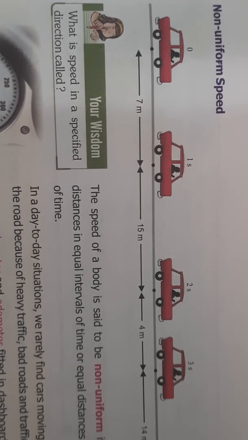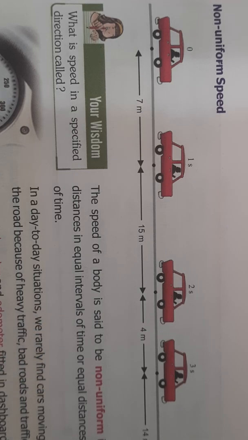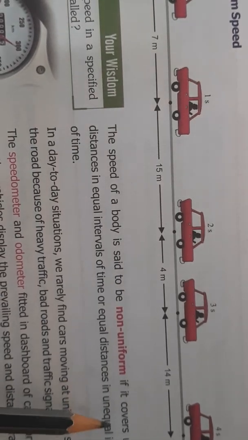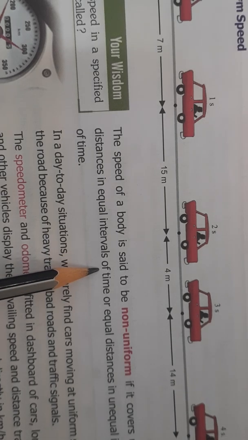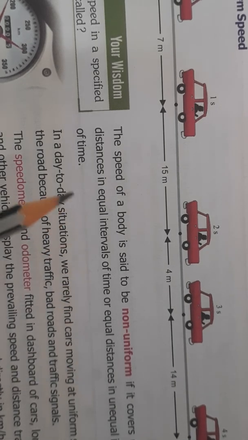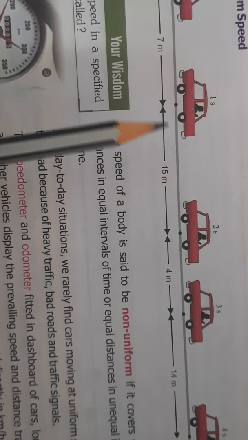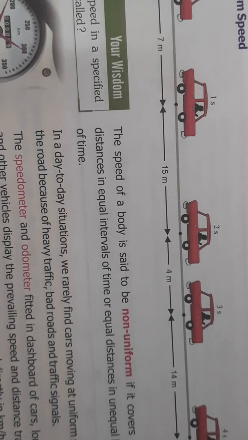Now non-uniform speed means when the speed of a body is said to be non-uniform when it covers unequal distances in equal intervals of time, or equal distances in unequal intervals of time. Anyway, vice versa. ठीक है, या तो ट्रैवल करेगा अनइक्वल डिस्टेंस और एक ही टाइमिंग में इक्वल इंटरवल्स में, या तो इक्वल डिस्टेंस ट्रैवल करेगा, टाइम जो है अलग अलग होगा.